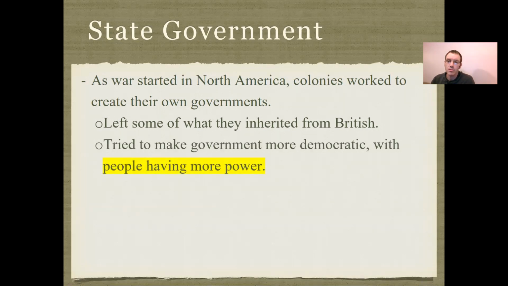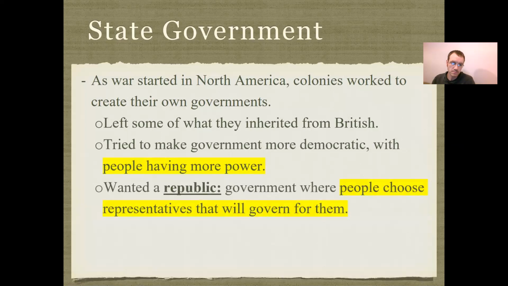They tried to make government more democratic, with people having more power. They said, well, the British had a king who had too much power. We're going to get rid of that. We're going to have a more powerful legislature made up of citizens from the different states so that our voices are heard. And they wanted a republic, a government where representatives govern them, that the people choose. So the people in a state vote for representatives, and those representatives will go to the Capitol and vote on the big issues for the country.